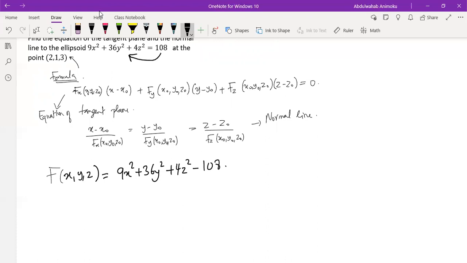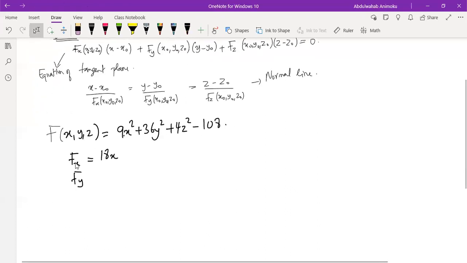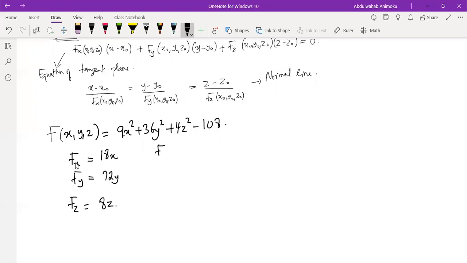All right. Now, the next step is to find the partial derivatives of this. Now, when you find the partial derivative of this with respect to x, that's going to be 9 times 2x raised to power 1. So that is 18x. Fy similarly can be found, which is partial derivative with respect to y, to be 36 times 2, which is 72y. And fz will just be what? 8z.